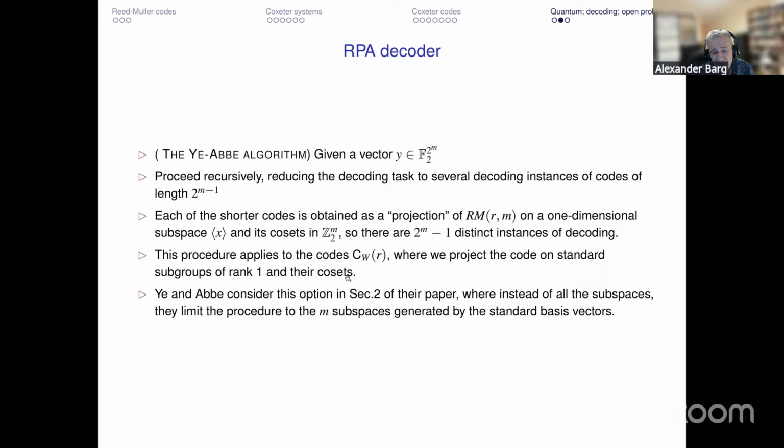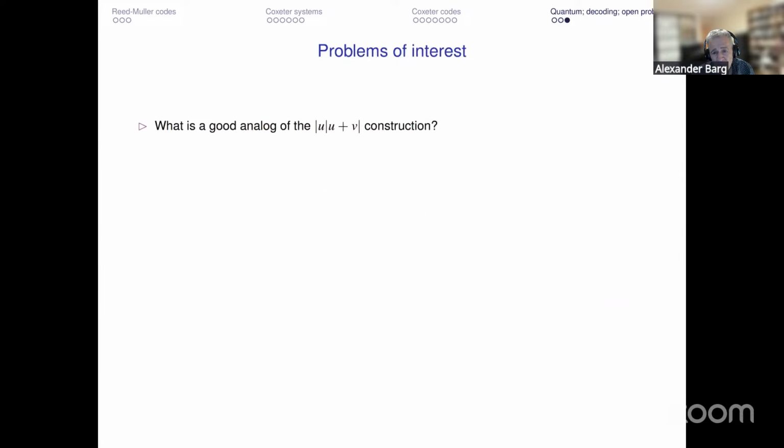So there is a bit of a difference. Here we have to take standard subgroups, so we have to look at the generators. There we could take all subspaces, because every vector forms a subspace. Here, only the subgroups. But then the original paper considered this option in section 2 of their paper, if I'm not mistaken. Instead of all the subspaces, they limit the procedure to the m subspaces generated by the standard basis vectors, and that's exactly the procedure that we are doing here. I don't have much to say on top of this, apart from mentioning that the procedure applies. So let me quit it here.